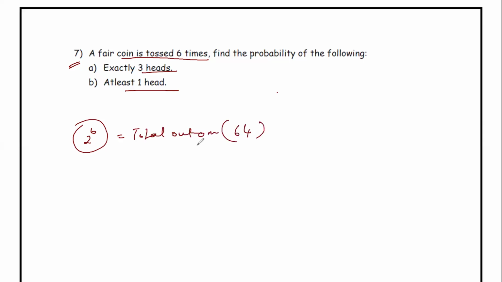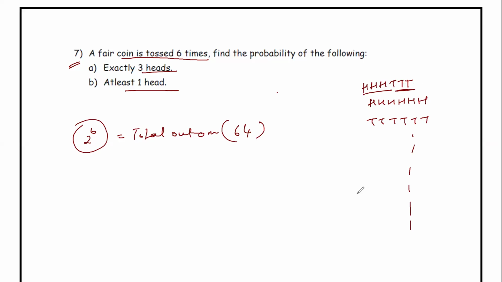Yeah. Total outcome is 64. Okay, find the probability of getting exactly three heads. So I'm not going to waste time writing down H, H, H, T, T, T, and so on; these are the ways I would get my 64 combinations. And out of these 64 combinations, I have to pick all those combinations that give me exactly three heads.